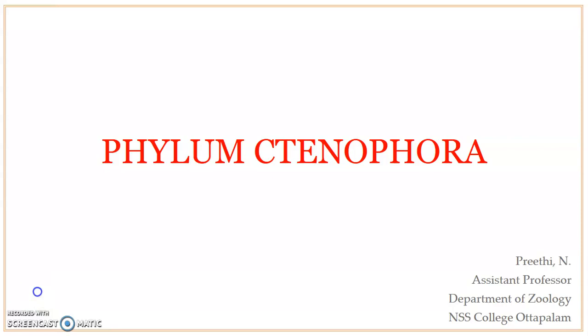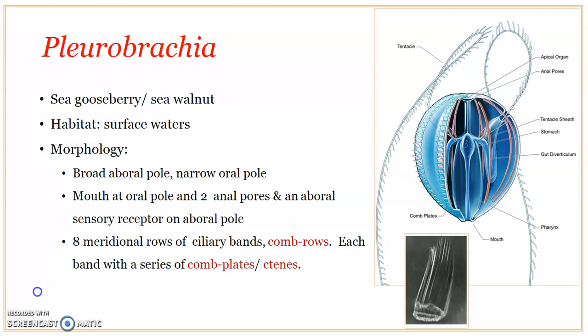So welcome back to the session on phylum Ctenophora. In this video, we'll be discussing the type species Pleurobrachia. Pleurobrachia is commonly referred to as sea gooseberry or sea walnut. You can see the figure over here. The shape of the organism almost resembles that of a walnut, and hence it is referred to as a sea walnut.